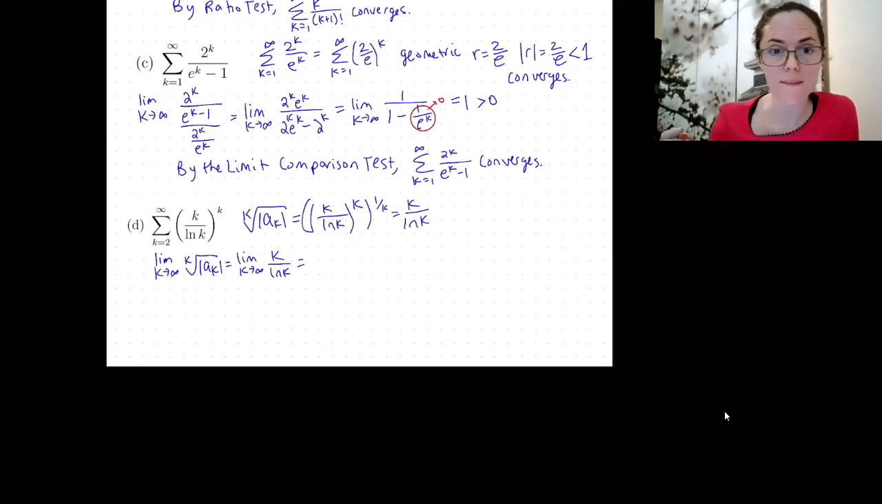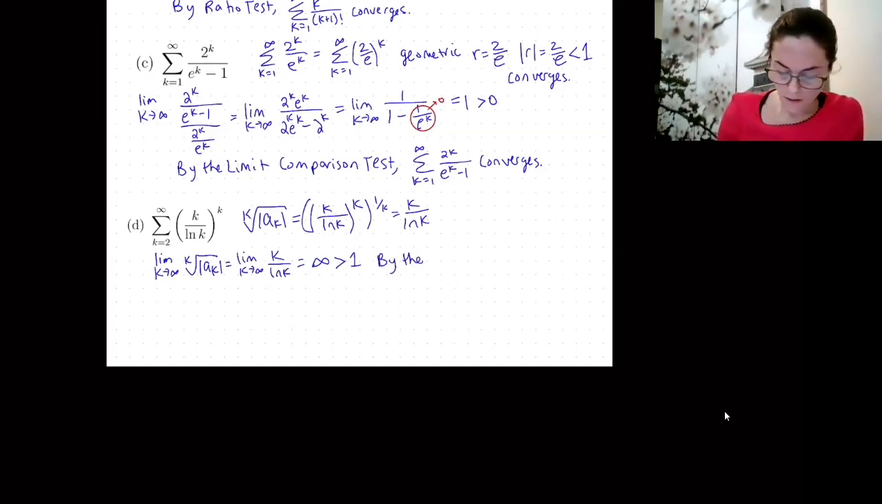So what is this limit? Well, it's infinity, which is without a doubt bigger than 1. By the root test, this series diverges.